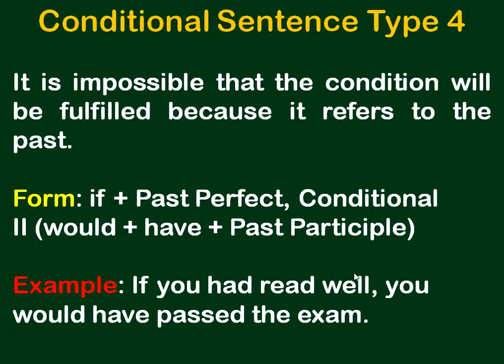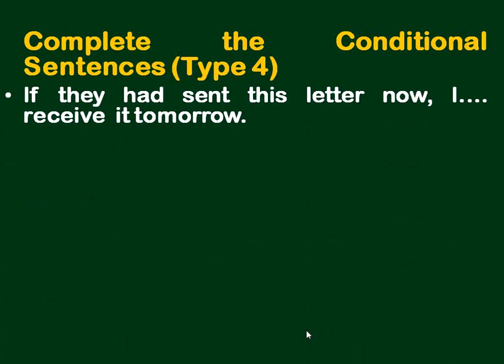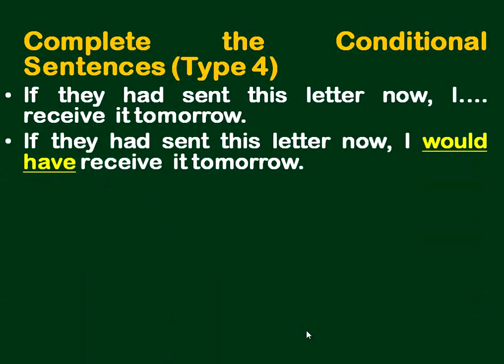For example, if you had read well, you would have passed the exam. See here, if you had read well. So if you had read well, you had read well is past perfect, and the second conditional is main clause here. You would have passed the exam. Let us understand with few more example. If they had sent this letter now, I dash receive it tomorrow. So the answer is, if they had sent this letter, I would have received it tomorrow.